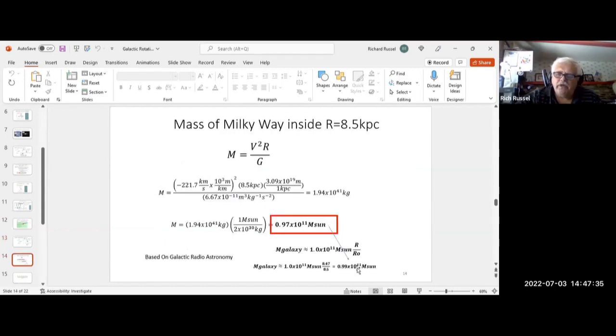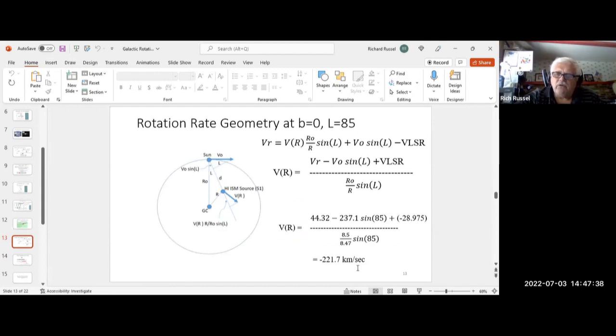Minus 221.7 kilometers per second is the velocity of the hydrogen cloud we're measuring around the galactic center, which happens to be approximately our distance, actually at 8.47 kiloparsecs away from the galactic center, while the Sun's at 8.5. So that whole band of material is rotating at about 221.7 kilometers per second around the galactic center, which is pretty cool, just to note that.